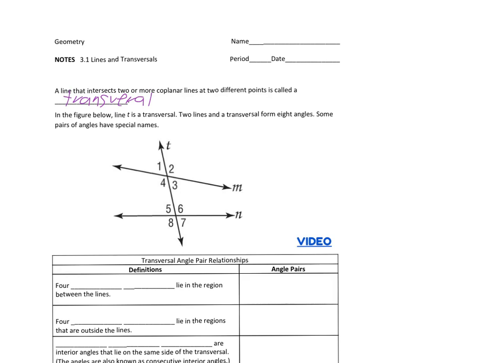Two lines and a transversal form 8 different angles. Some pairs of the angles will have special names. First off, I'm going to do some color coding here to help you out. In blue, I'm going to mark areas that are known as exterior. And in yellow, or rather orange, I'm going to mark the areas that are considered interior.